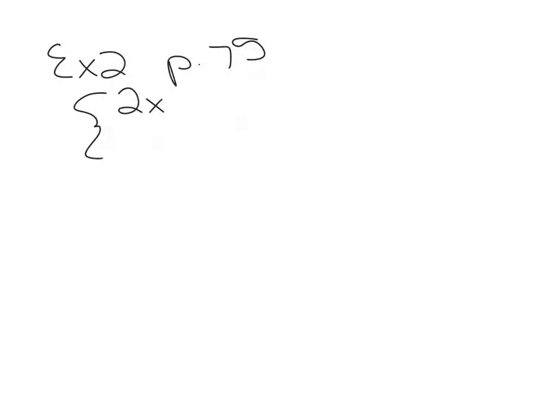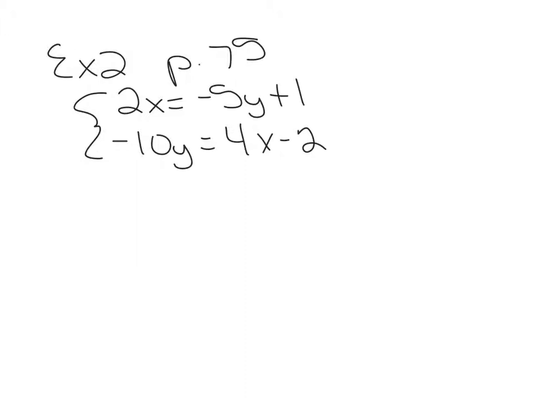All right, example 2 is on page 75. It says solve using elimination. So my two equations are 2x equals negative 5y plus 1, and negative 10y equals 4x minus 2. All right, the first thing you need with elimination is you need your equations in standard form, ax plus by equals c. Neither one of these equations are in that form.